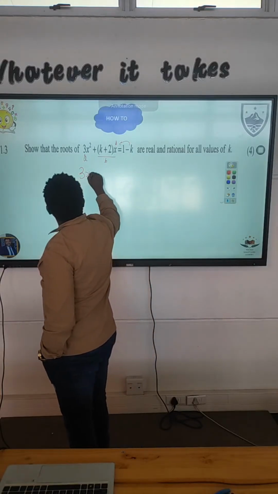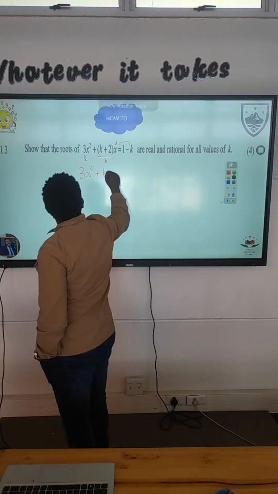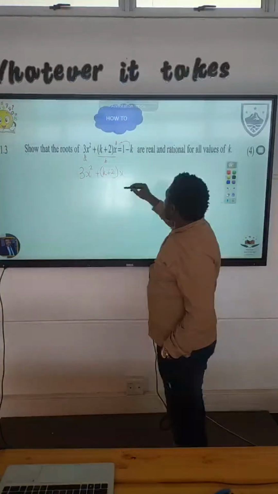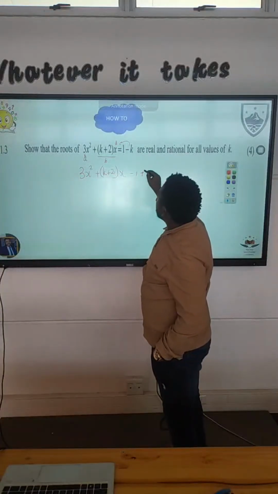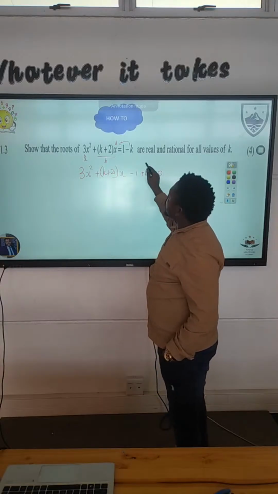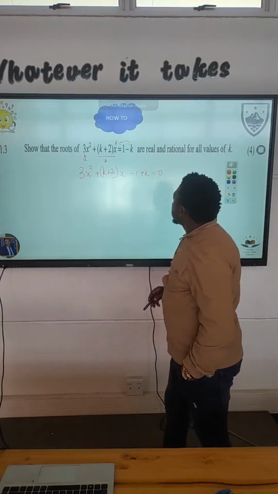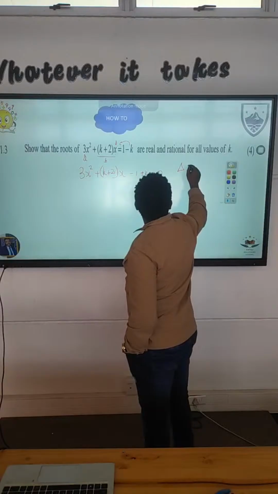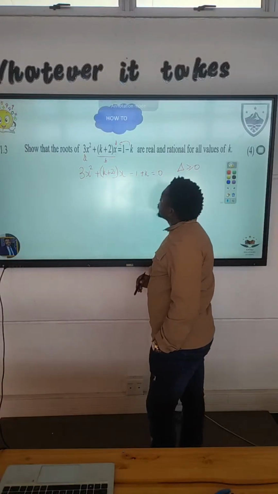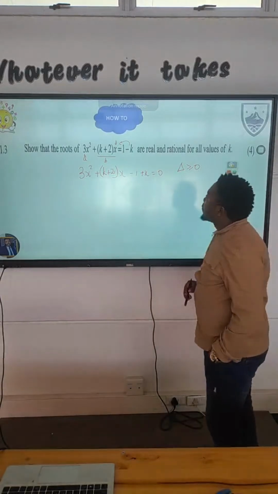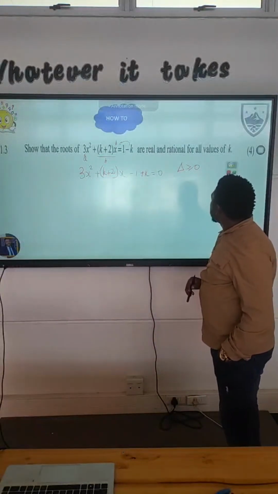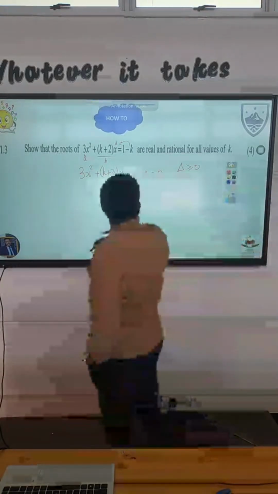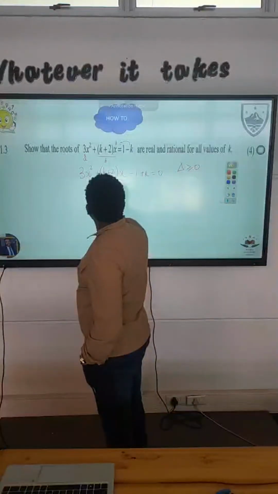We have 3x squared plus (k + 2)x. Then we transpose that to the other side, it is going to be a minus 1 and then a positive k, being equal to 0. So this will be a constant by itself. So we want the discriminant to be greater than or equal to 0. It must be real and it must also be rational.